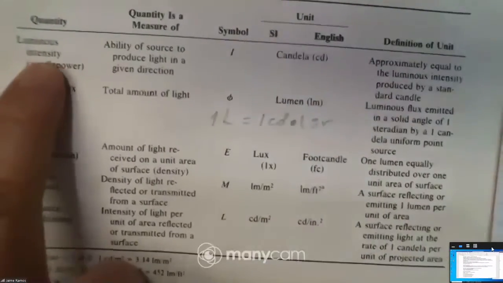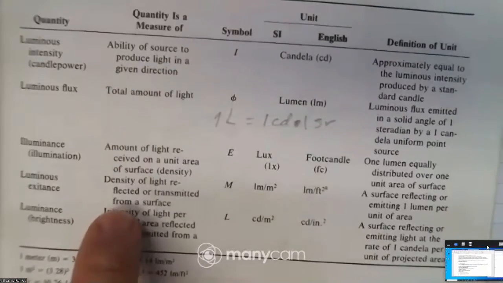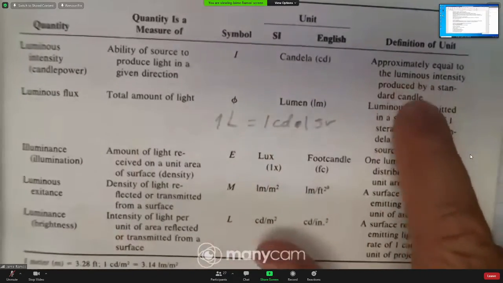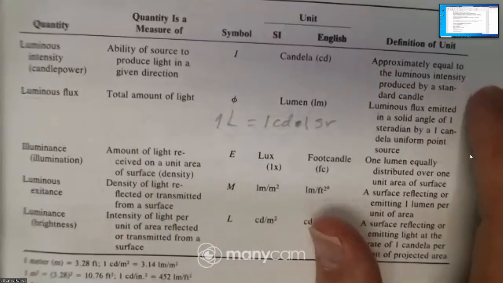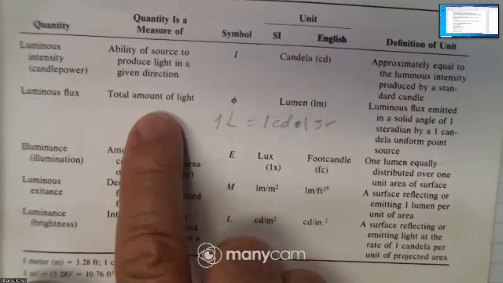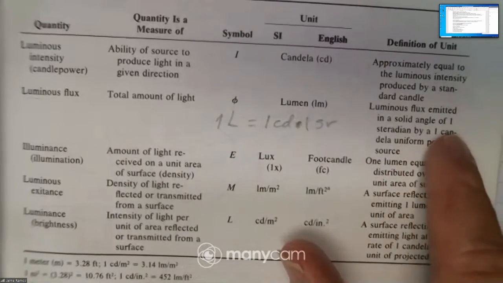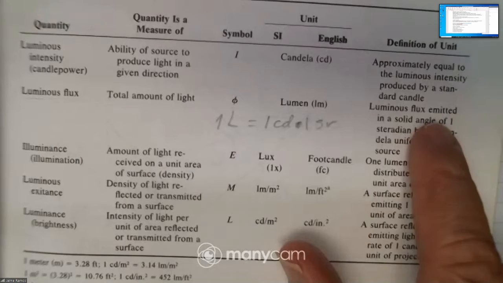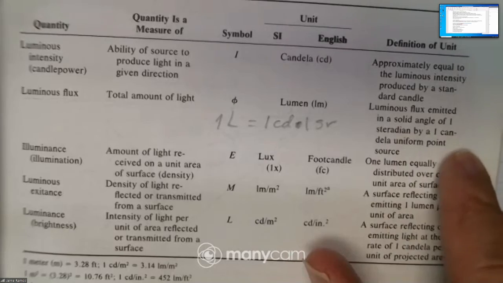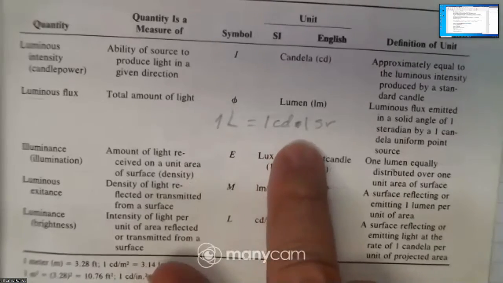So at the top, we start with intensity, which is the ability of the source to produce light in a given direction. Candles, the definition of the unit. Next is the flux, which is the total amount of light. So the flux is measured in lumens. The lumen is the luminous flux emitted in a solid angle of 1 steradian by 1 candle uniform point. And then we have the relations. Lumen equals candles times steradians.